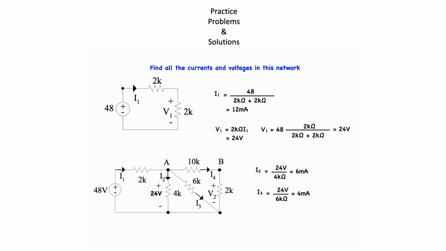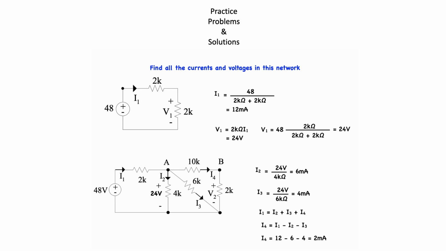I4 can be obtained using Kirchhoff's current law at the node A. I1 is equal to I2 plus I3 plus I4, and we know I1, I2, and I3, therefore I4 is simply equal to I1 minus I2 minus I3. I4 can now be calculated and is equal to 2 milliamps.